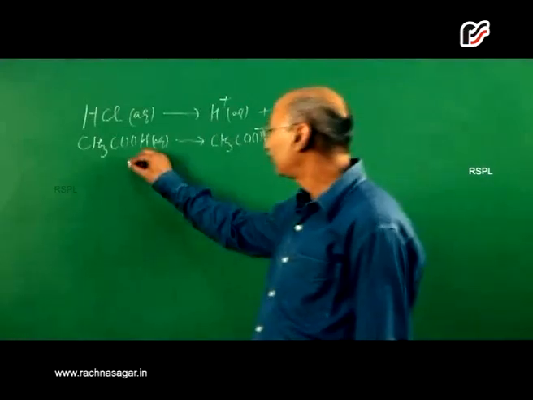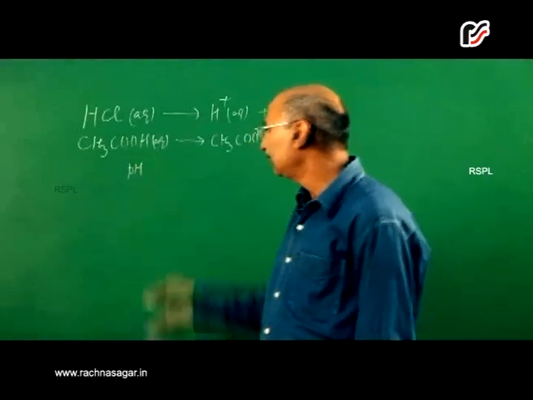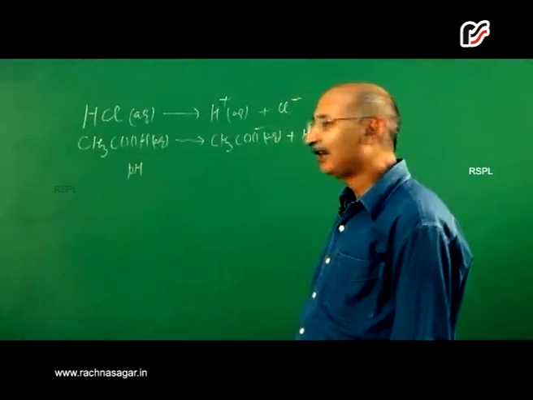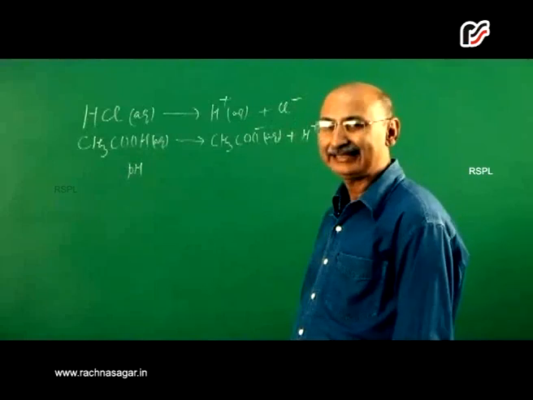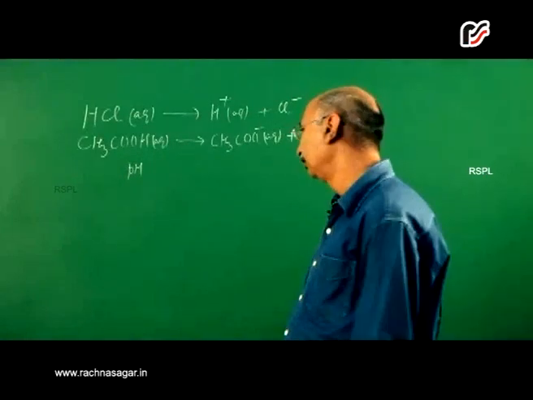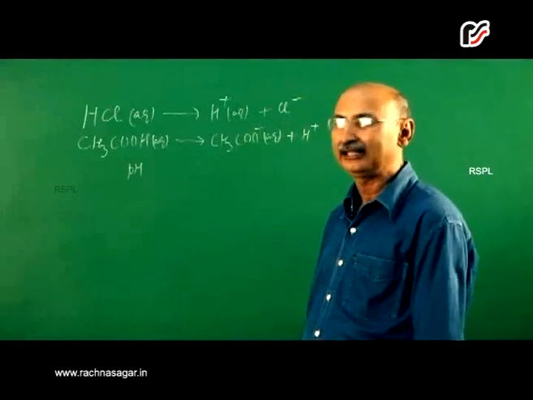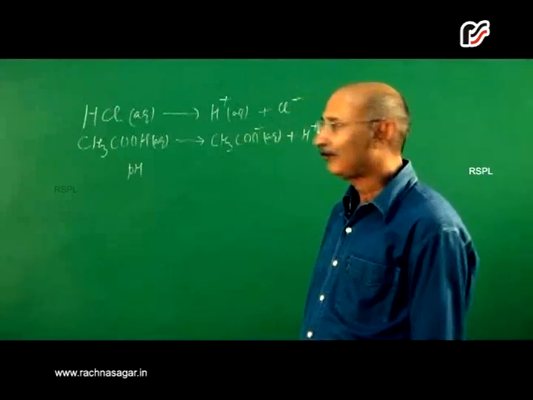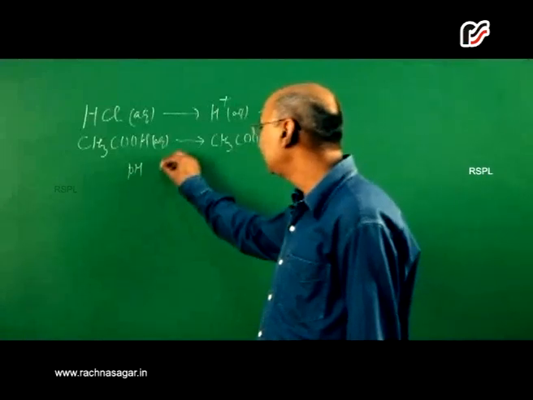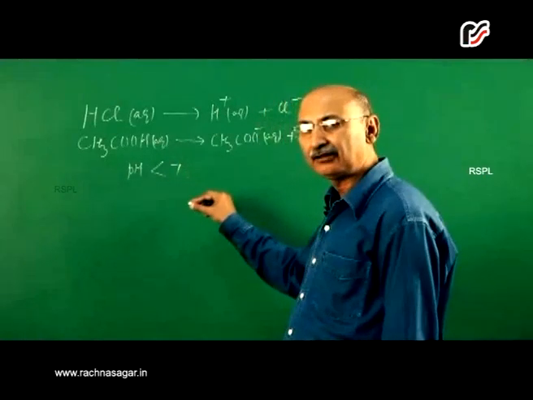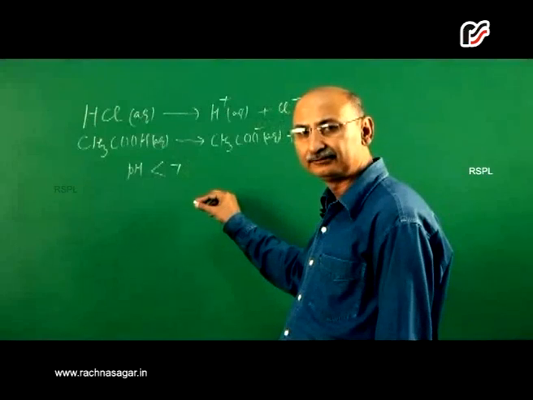So the pH, what is pH? pH is the number which tells us whether the solution is acidic, basic or neutral. It also tells us whether the solution is strongly acidic, weakly acidic, strongly basic or weakly basic. If pH is less than 7, tell me, will the solution be acidic, basic or neutral? Acidic.